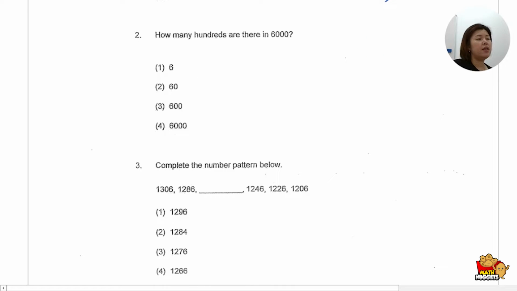Next, how many hundreds are there in 6,000? 100 is 20. I got 20 here. I can cancel 20. Means the answer is 60.